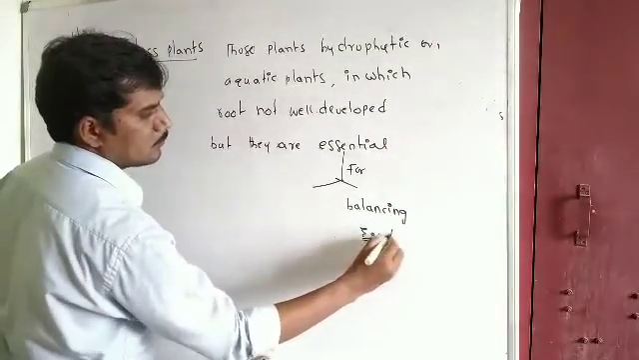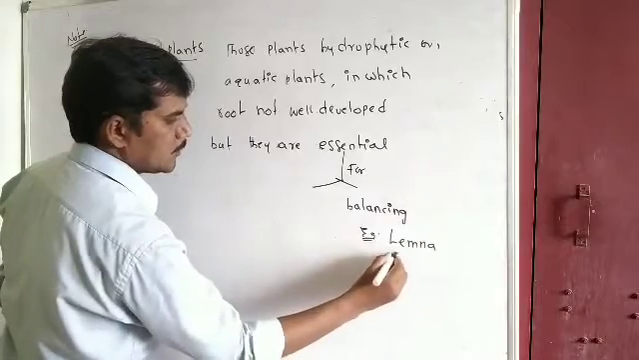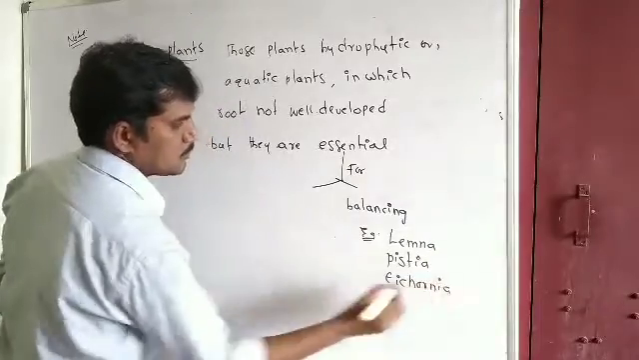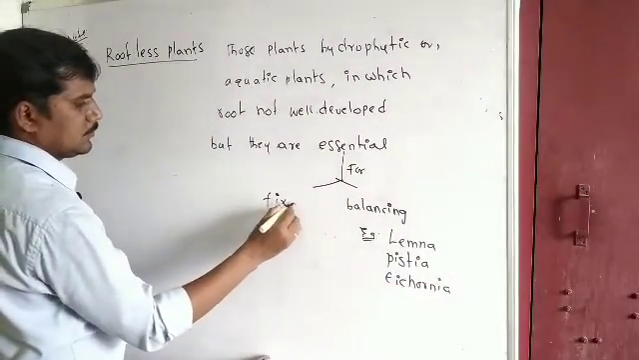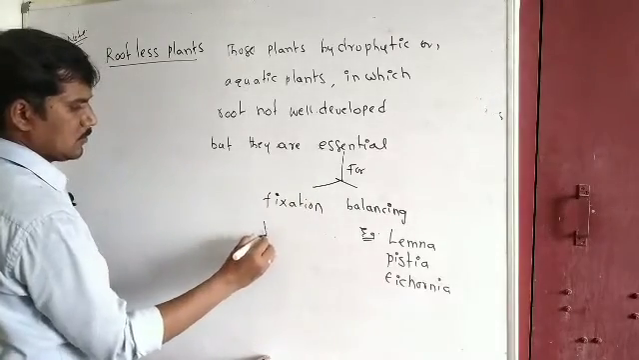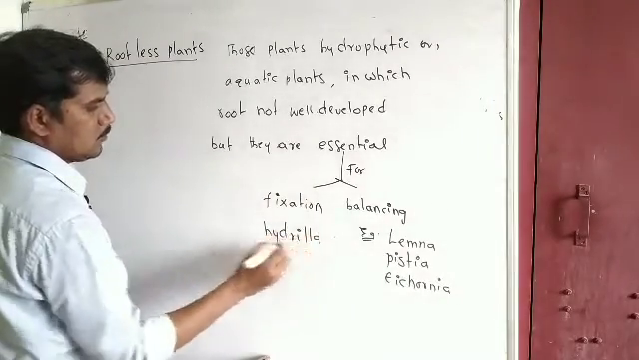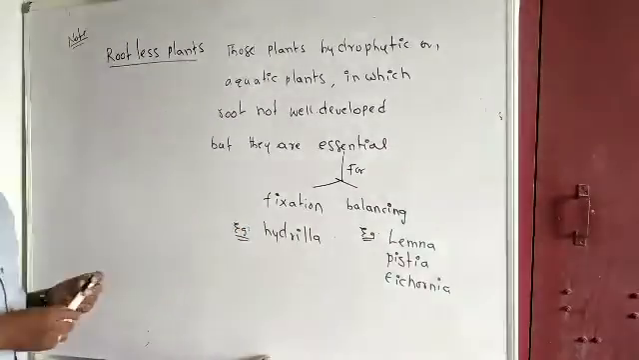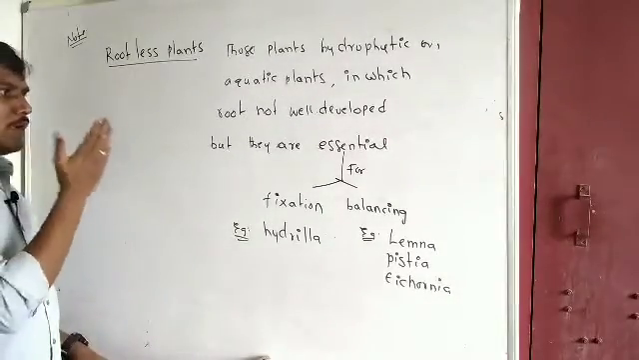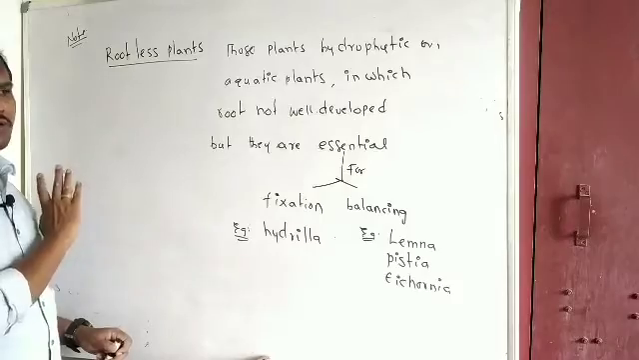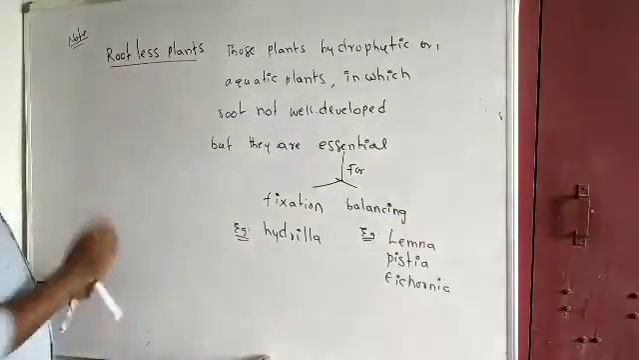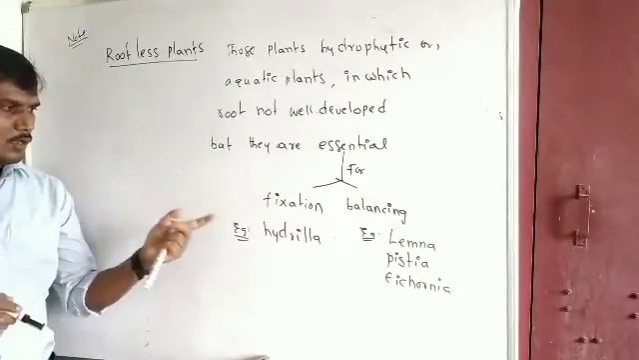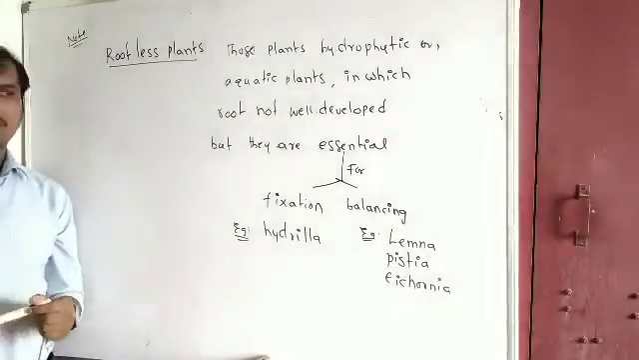Example, you can take lemna, pistia, eichhornia. Yes, in case of fixation in the water, example, hydrilla. So these are all about the advantages of root system modification, mechanical supporting roots, special roots, and then we discussed the functions of the roots. These are rootless plant examples, very important: Wolffia, lemna, pistia, eichhornia. This all comes under the rootless plants.